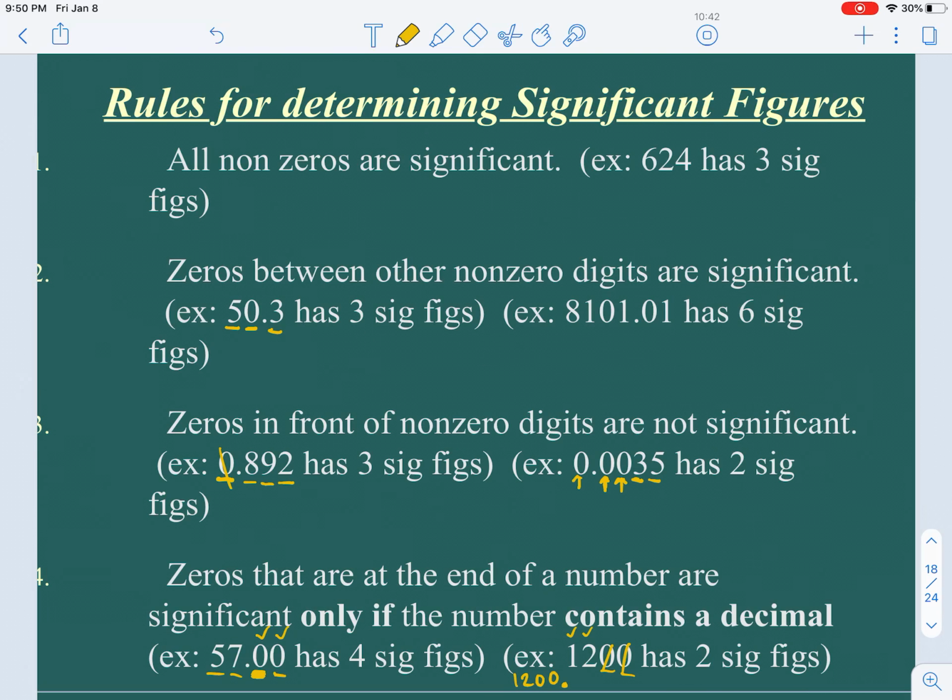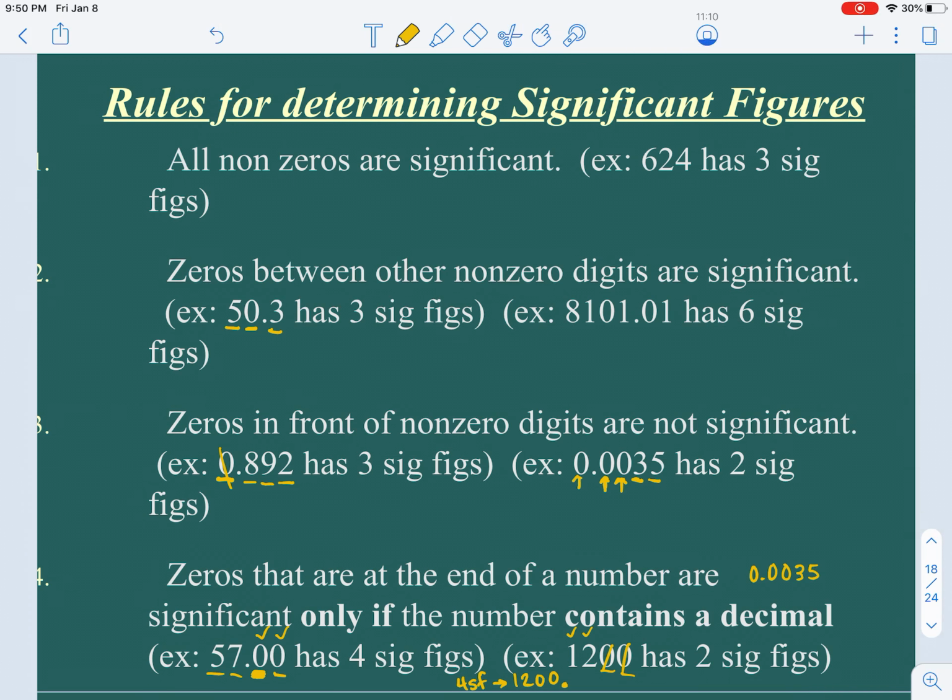and we were to say point, if I throw that decimal point at the end of the number, now this is an ending 0 with a decimal present. And so that would make all of these digits significant. So this particular example would have 4 sig figs because that decimal makes those ending zeros significant. One last example I just want to put up here for you.